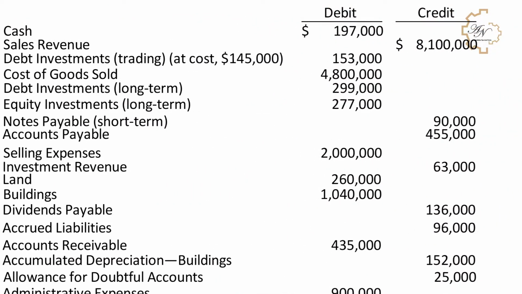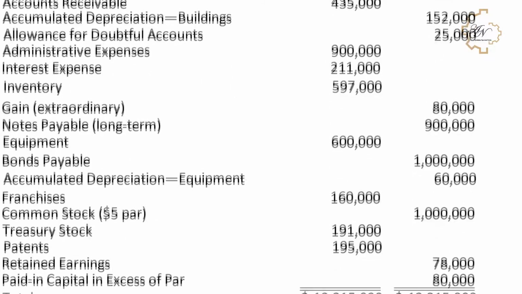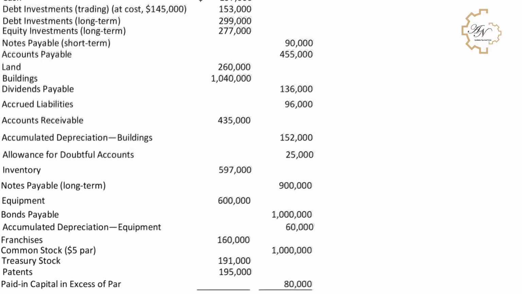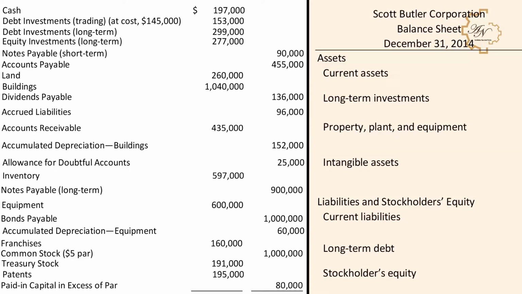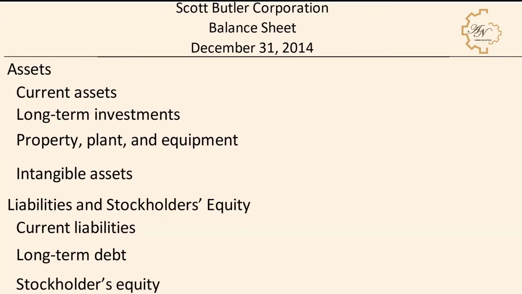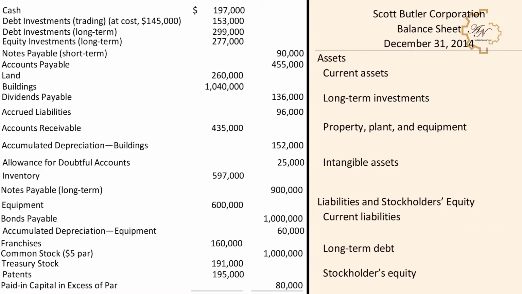Here we have the trial balance of Scott Butler Corporation at December 31, 2014, and the instructions are prepare a balance sheet at December 31, 2014 for Scott Butler Corporation. Ignore income taxes. The balance sheet will look like this. We will put all of its sections. Assets, current assets, long-term investments, property, plant and equipment, intangible assets, liabilities, current liabilities, long-term debt, stockholders' equity, and then we will arrange the accounts like the following.